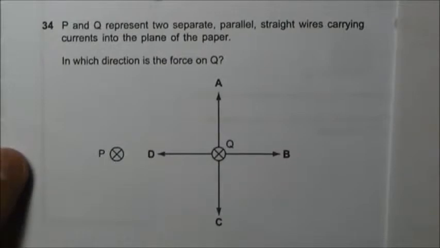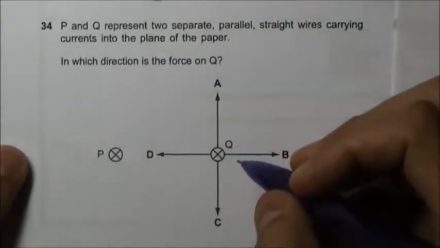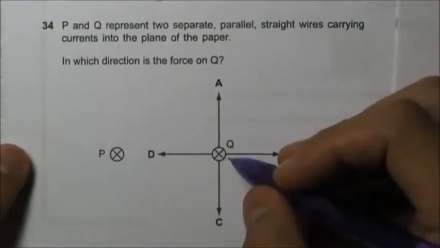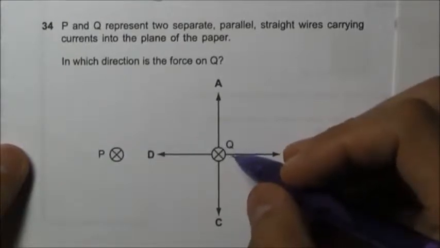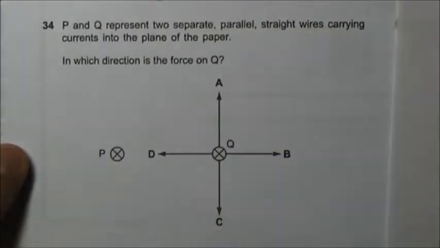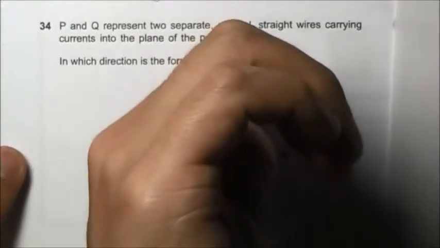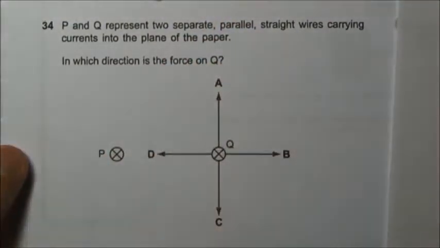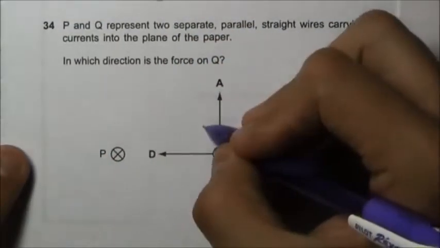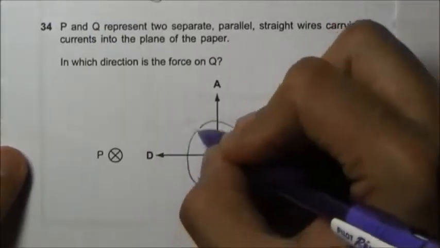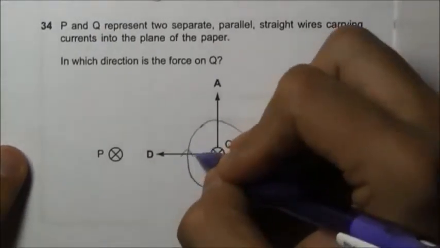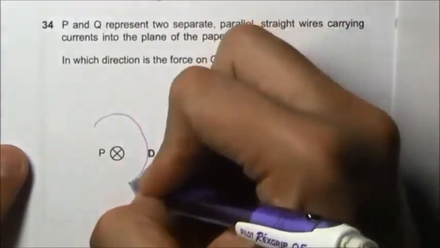Okay, we have 2 wires that are carrying current into the plane of the paper. So let us draw the circular magnetic field of these 2 wires. The current is going in. Using our right hand grip rule, the thumb should point inwards, and then the fingers will show the direction of the magnetic field. So this is a clockwise magnetic field, and this is also a clockwise magnetic field.